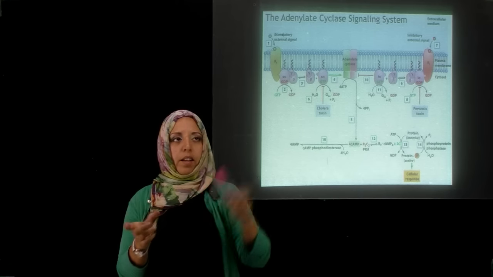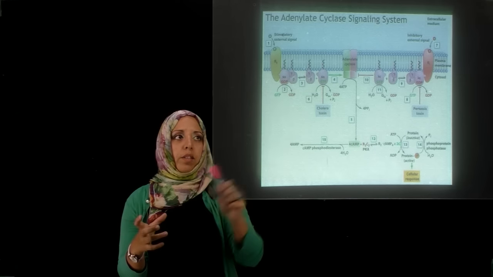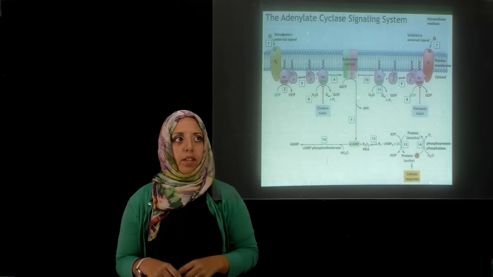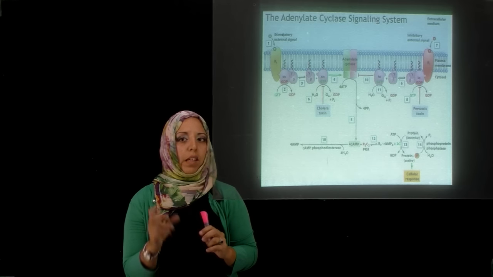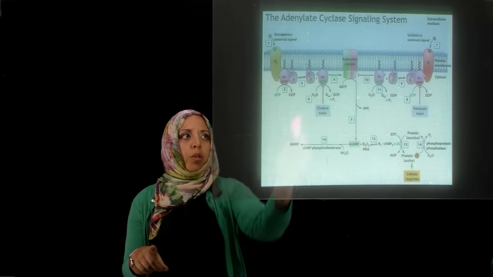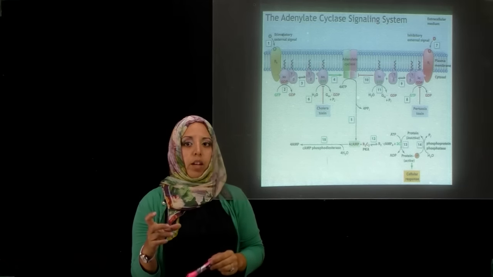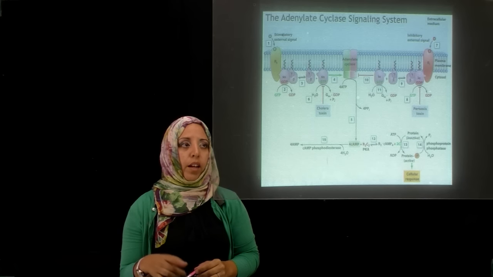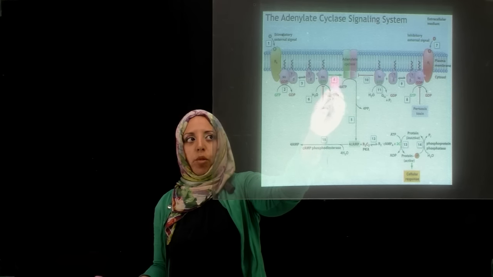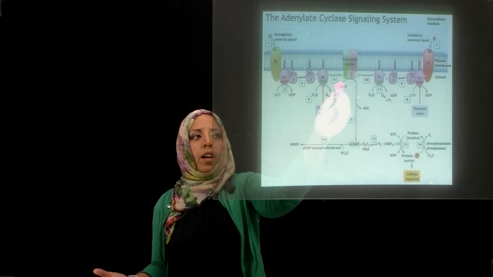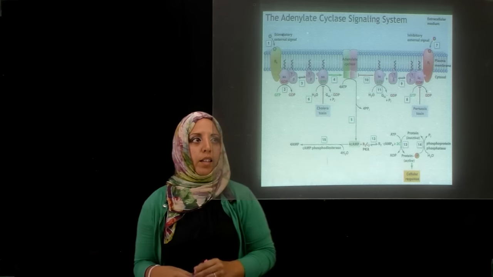Once it's activated and its bound GDP is replaced by GTP, it will dissociate from its beta and gamma subunits. And then you have this active alpha subunit of the heterotrimeric G protein bound to GTP, which will then bind to adenylate cyclase. Once it's bound to adenylate cyclase, it will activate it, and it causes it to synthesize cyclic AMP from its bound ATPs.